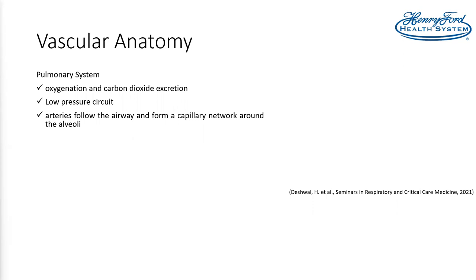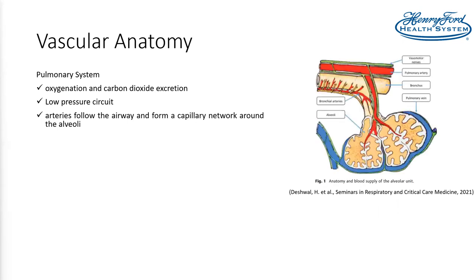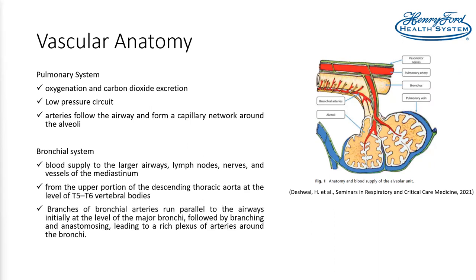One thing to keep in mind, the pulmonary system, as you are very well aware, is a low pressure circuit. It's between 15 and 20 systolic and 5 to 10 diastolic. The arteries usually follow the airway and form a capillary network around the alveoli. This is in contrast to the bronchial system.